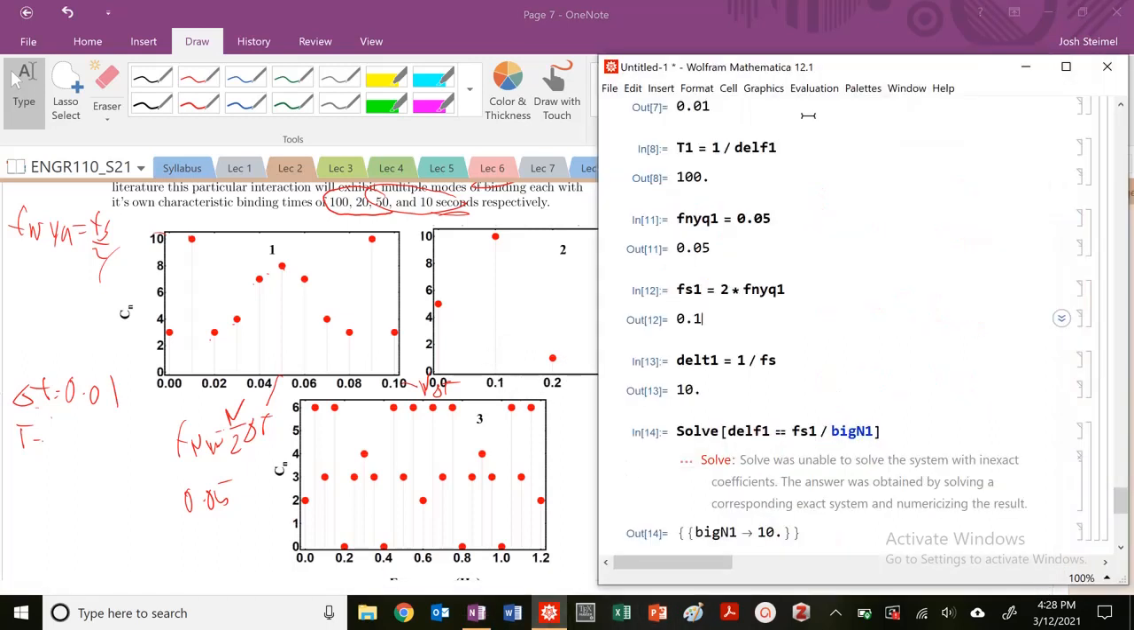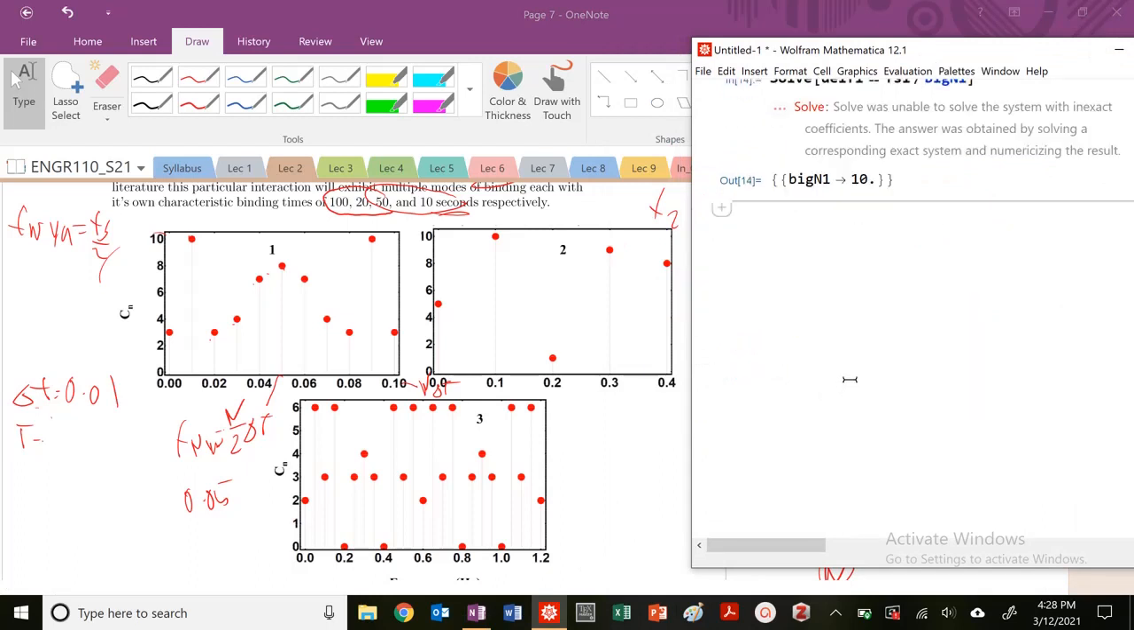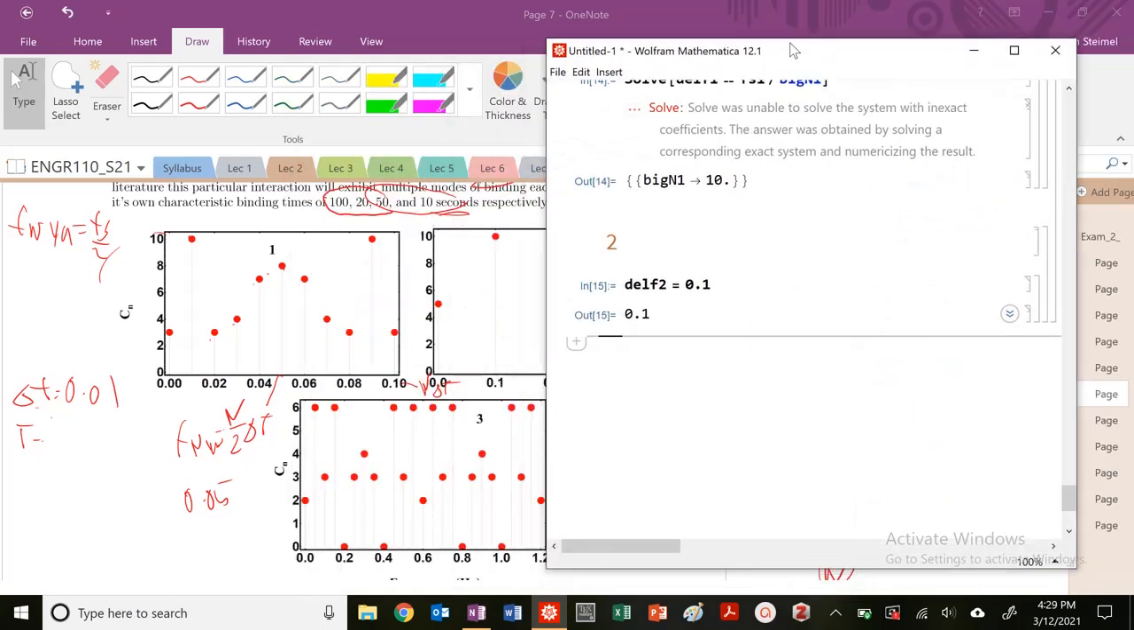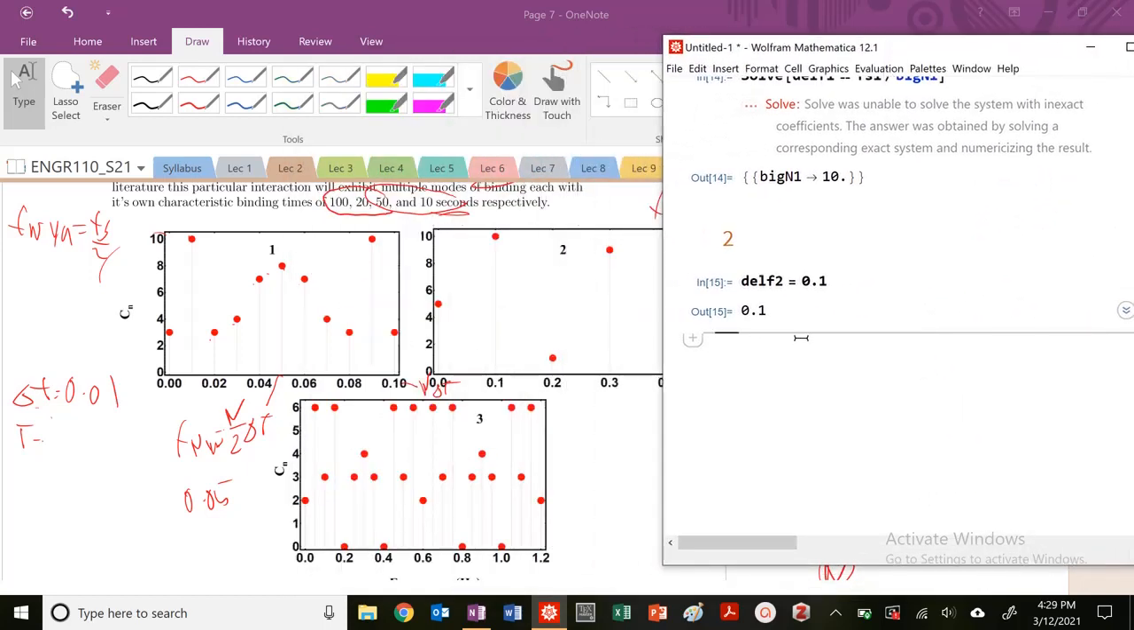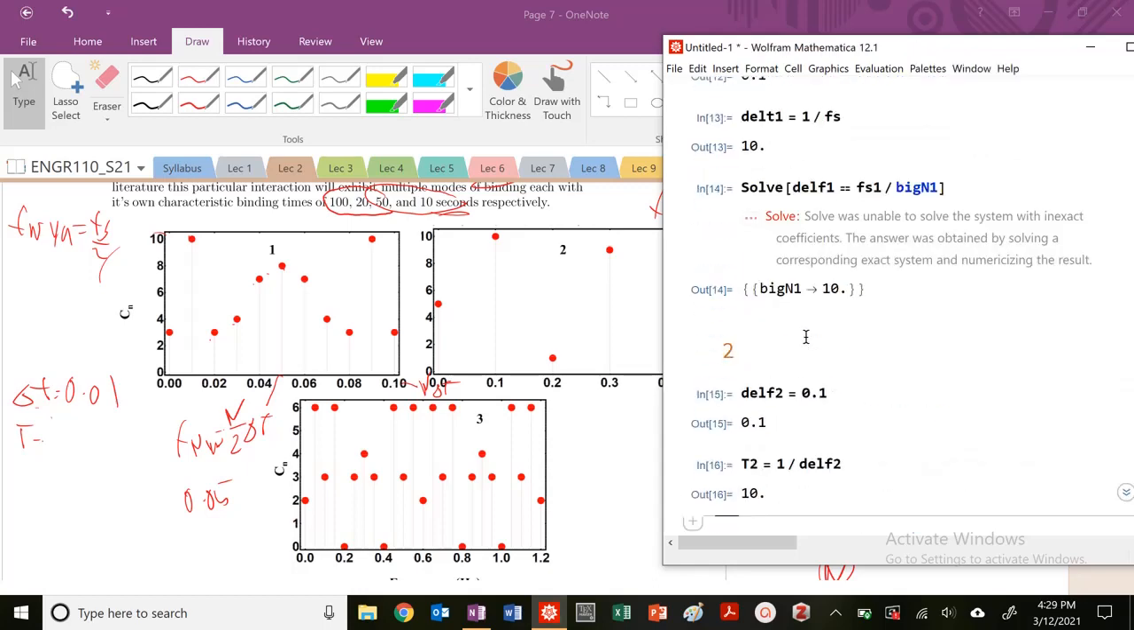So let's move to the second problem, and we're going to do the same type of analysis, right? So let's look at number two. My delta f2 is going to be equal to 0.1. So automatically, I know I'm going to have spectral leakage. That's no good, that's a problem. But I can go ahead and say my T2 is equal to 1 divided by delta f2. So we've got that. That's my period.